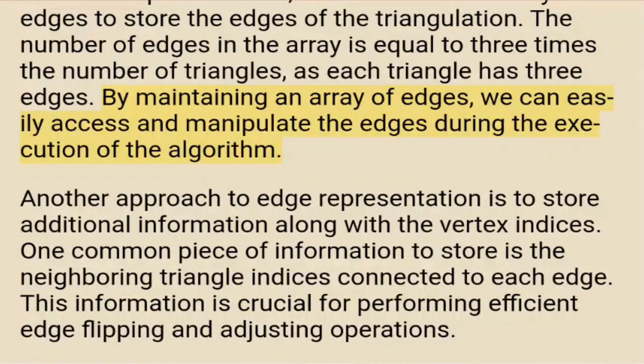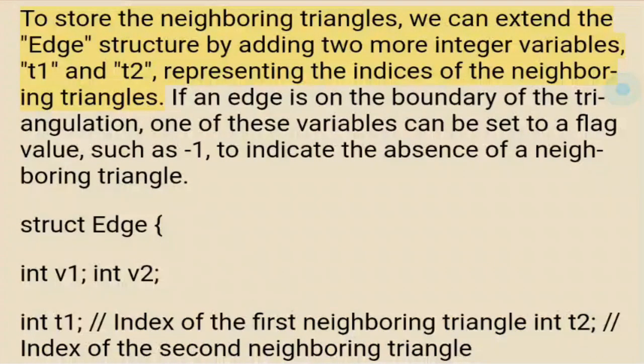Another approach to edge representation is to store additional information along with the vertex indices. One common piece of information to store is the neighboring triangle indices connected to each edge. This information is crucial for performing efficient edge flipping and adjusting operations. To store the neighboring triangles, we can extend the edge structure by adding 2 more integer variables, t1 and t2, representing the indices of the neighboring triangles. If an edge is on the boundary of the triangulation, one of these variables can be set to a flag value, such as -1, to indicate the absence of a neighboring triangle.